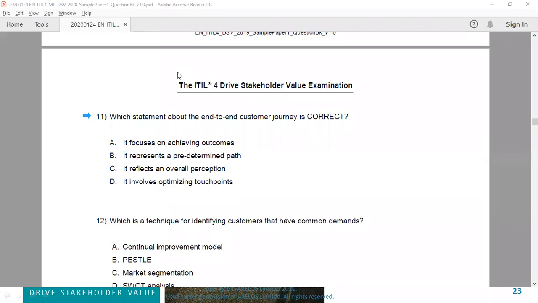The question here is, which statement about the end-to-end customer journey is correct? It focuses on achieving outcomes. It represents a predetermined path. It reflects an overall perception. And it involves optimizing touch points.